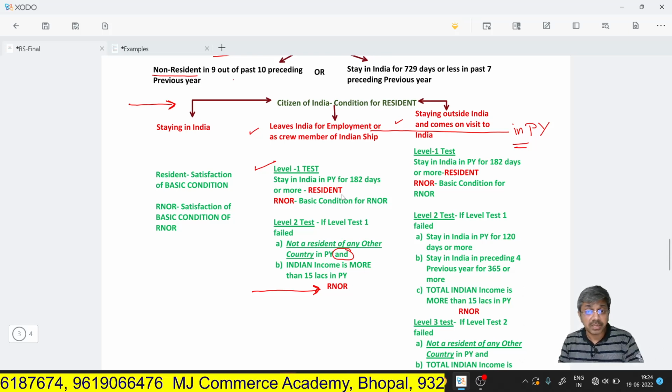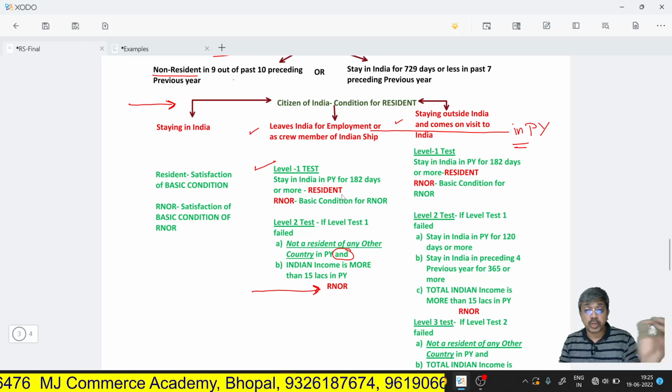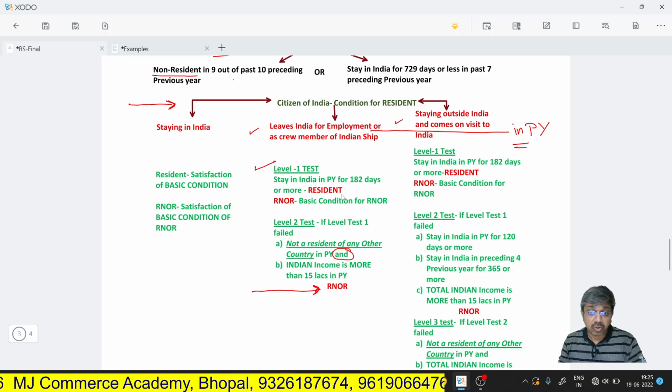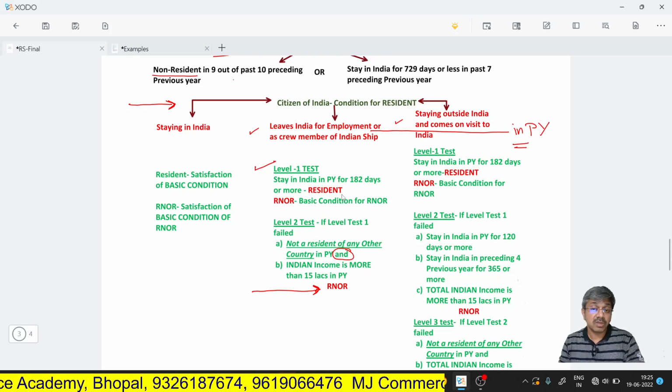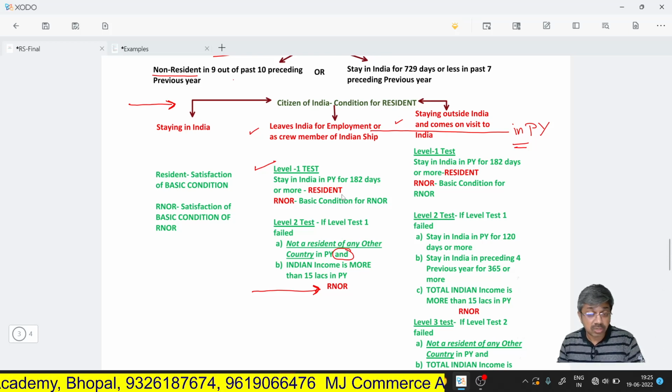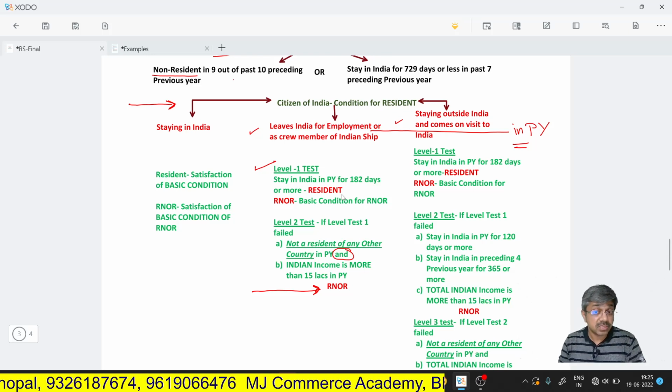Now comes the third category. An individual, being a citizen of India, is staying outside India and comes on a visit to India. This is the case where the individual is a citizen, has gone abroad and settled, and now frequently comes on visit to India. Again, here also a benefit is being given to such categories of persons, the same thing as before. In this category, where an individual being a resident of India stays abroad and comes on visit to India in the previous year, he will be resident only when he stays in India for 182 days or more. Again, this is the benefit.